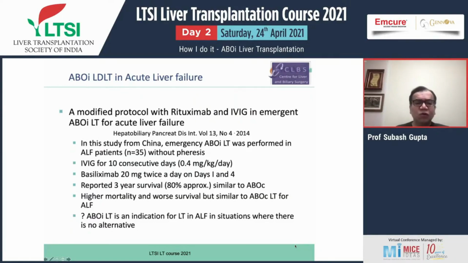And also these patients, because most of them were hepatitis B, were given high doses of hepatitis B immunoglobulin, and they had a higher mortality and worse survival, but similar to other ABO-compatible liver transplantation for acute liver failure. And this suggested that ABO-incompatible liver transplantation could be a good indication for ALF.